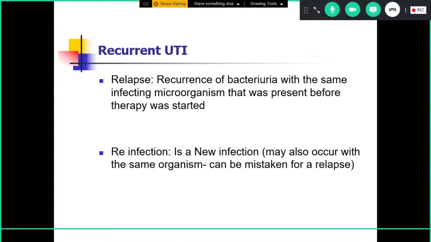Another term that you come across is recurrent UTI. Now, the recurrent UTI can either be relapse or reinfection. When we talk of relapse, it is the recurrence of bacteria with the same infecting microorganism that was present before therapy was started. While reinfection is a new infection. It may also occur with the same organism and can be mistaken for relapse.